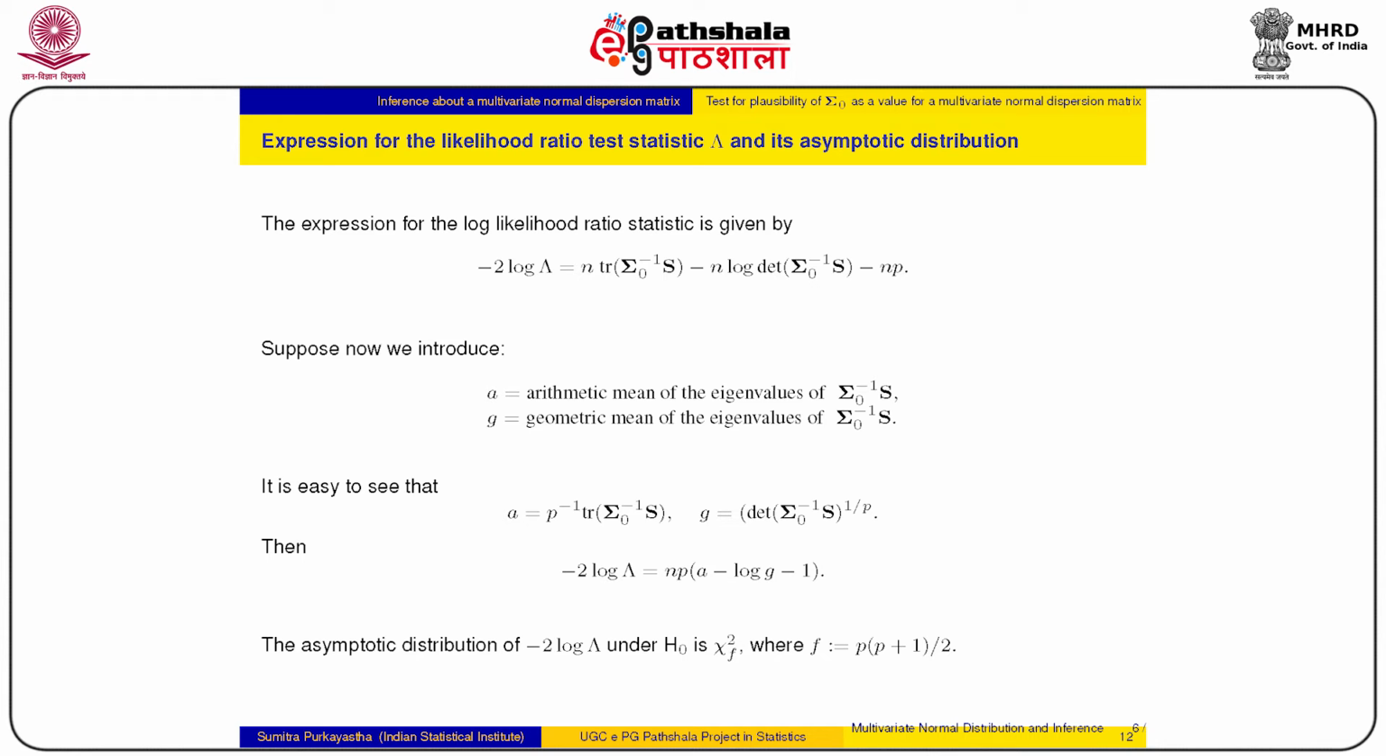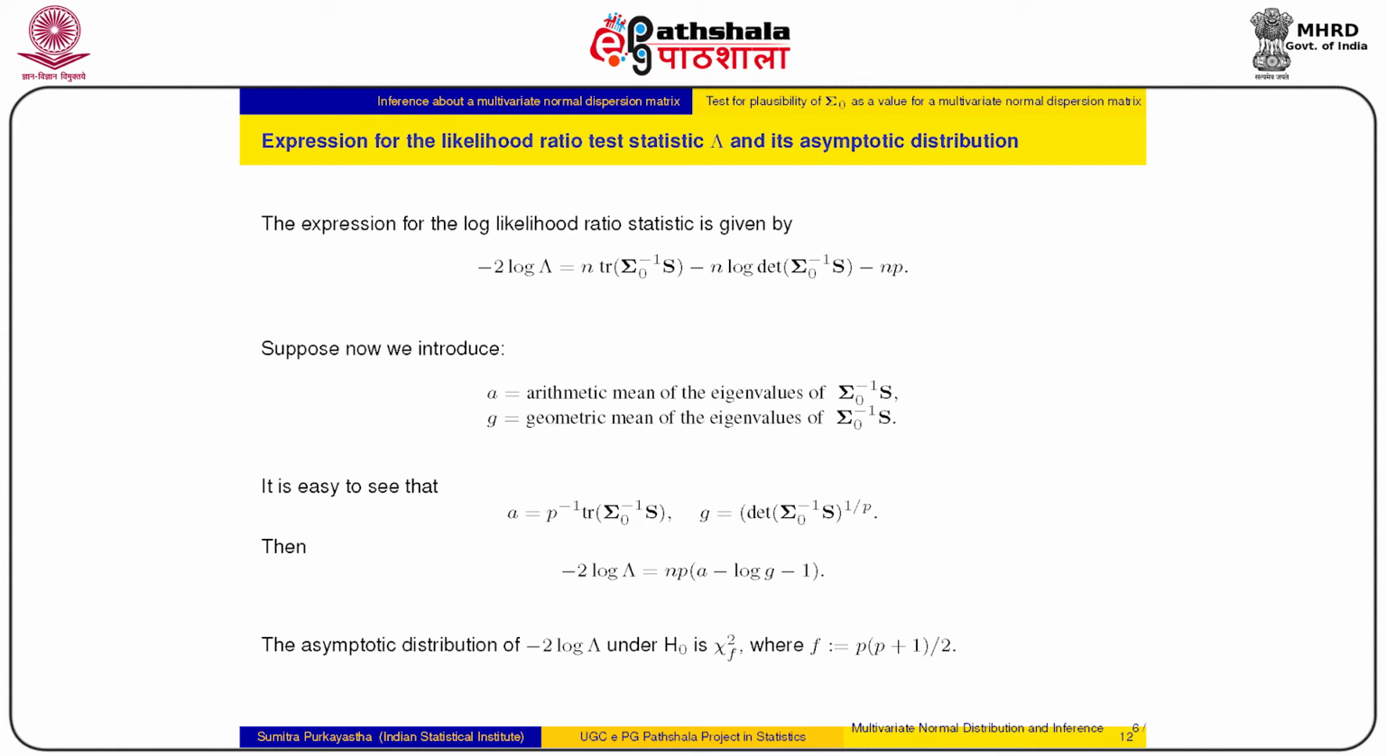let's recall the fact of linear algebra that trace and determinant are connected to the eigenvalues. We immediately see that the trace is the sum of eigenvalues, and the determinant is the product of eigenvalues, so we can immediately associate this expression minus 2 log lambda with the arithmetic mean of the eigenvalues of sigma naught inverse S, and the geometric mean of the eigenvalues of sigma naught inverse S, which we denote by a and g. So the arithmetic mean of the eigenvalues is a, the geometric mean is g. Then it is easy to see that a is equal to p inverse trace of sigma naught inverse S, and g is equal to determinant of sigma naught inverse S whole to the power 1 by p. And then we immediately notice that minus 2 log lambda is np times a minus log g minus 1.